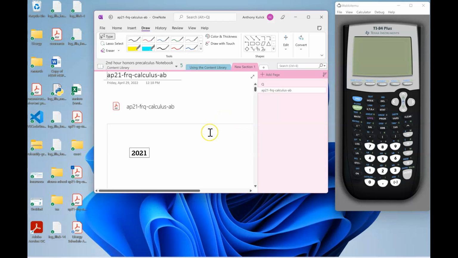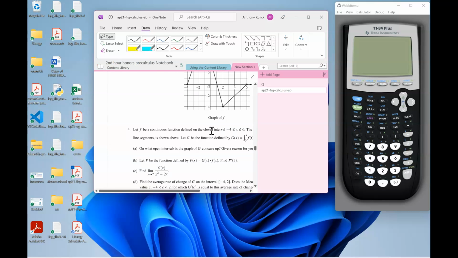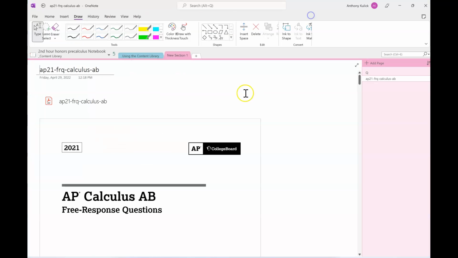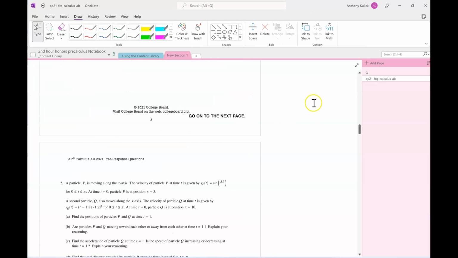Because this one is using a graph. There we go. All right. Fiddlesticks.